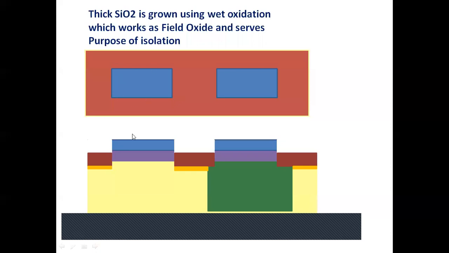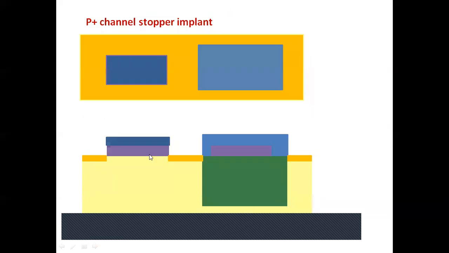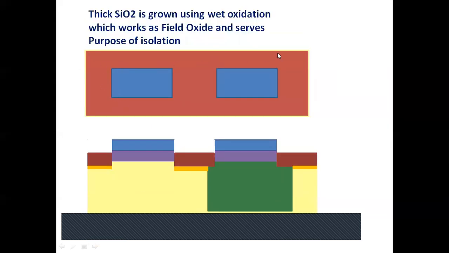Oxide is created, and from the top you can see here the photoresist. This photoresist, because we have not removed the photoresist yet, it's there. Everywhere there is oxide. So these two transistors are isolated from each other. Thick silicon oxide is grown, which works as field oxide. Field oxide serves the purpose of isolation. So these isolate two devices from each other.